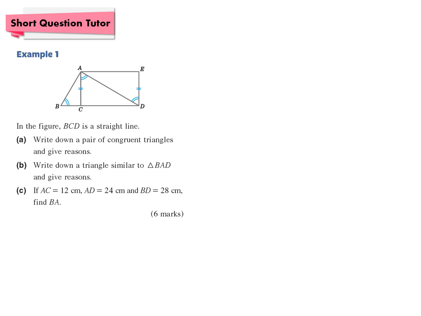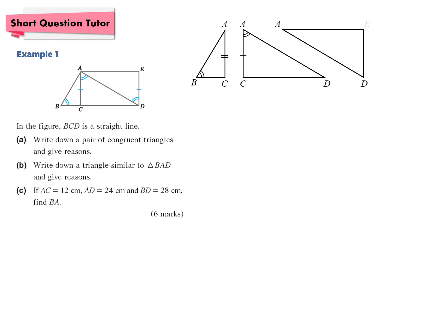First, draw some of the triangles out. The first one is triangle ABC. The second one is triangle ACD. The last one is triangle ADE. Note that the lengths of these two ADs are equal. So we mark a stroke on both sides.